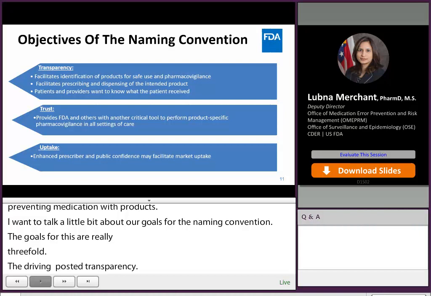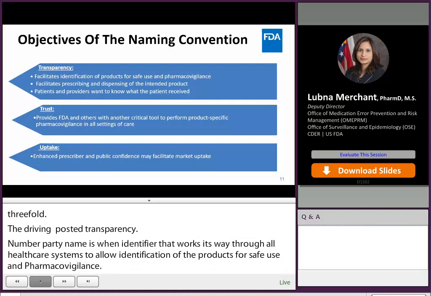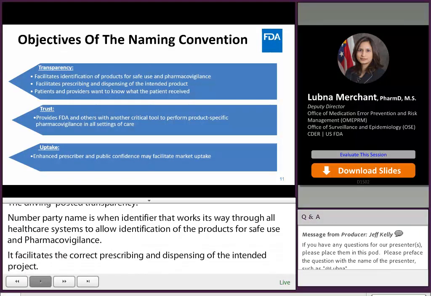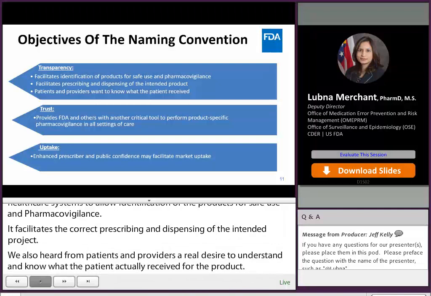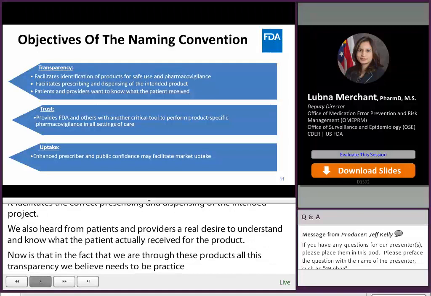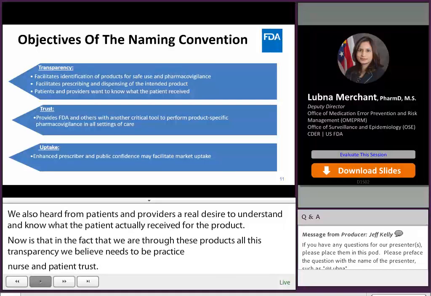We also heard from patients and providers a real desire to understand and know what the patient actually received for the product, notwithstanding the fact that we approve these products as safe, pure, and potent. All of this transparency, we believe, leads to practitioners' and patients' trust. The transparency and trust afforded by this naming convention, we believe, will lead to enhanced prescriber and patient confidence that will facilitate the ultimate market uptake for these products.